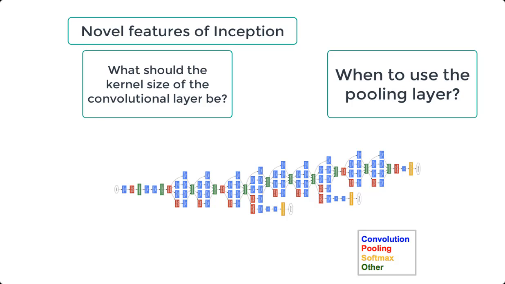The second decision is when to use the pooling layer. For instance, AlexNet uses the pooling layers every 1 or 2 convolution layers to downsize the spatial features. Whereas VGGNet applies pooling after every 2, 3, or 4 convolution layers as the networks get deeper. Configuring these kernel sizes and positioning the pooling layers are decisions that we need to make mostly by trial and error.